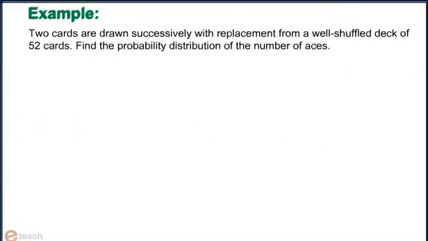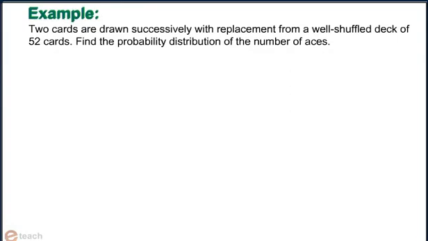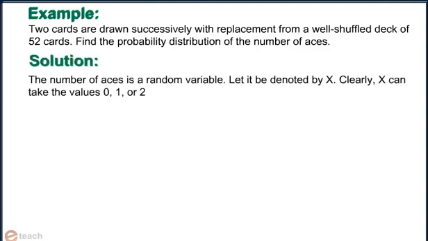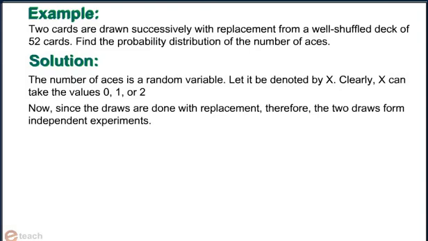Example: 2 cards are drawn successively with replacement from a well-shuffled deck of 52 cards. Find the probability distribution of the number of aces. Solution: the number of aces is a random variable. Let it be denoted by X. Clearly, X can take the values 0, 1 or 2. Now since the draws are done with replacement, the two draws form independent experiments.